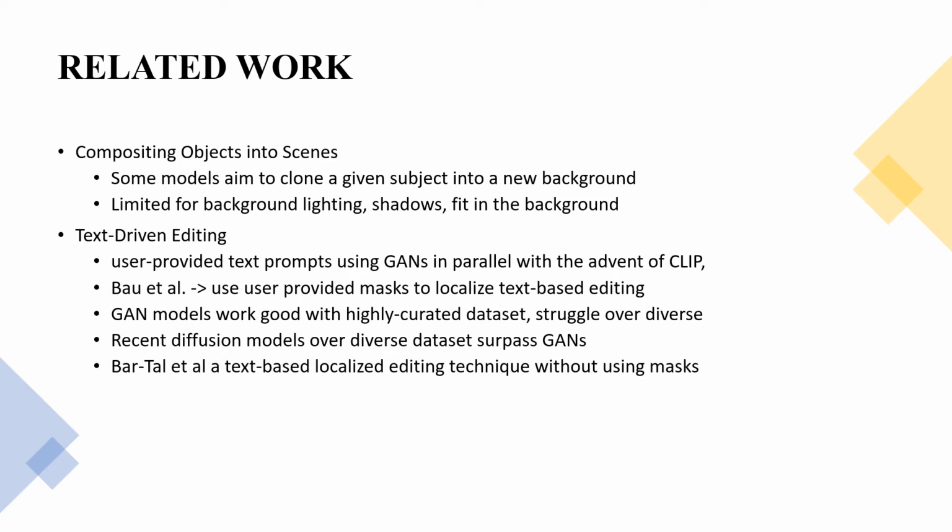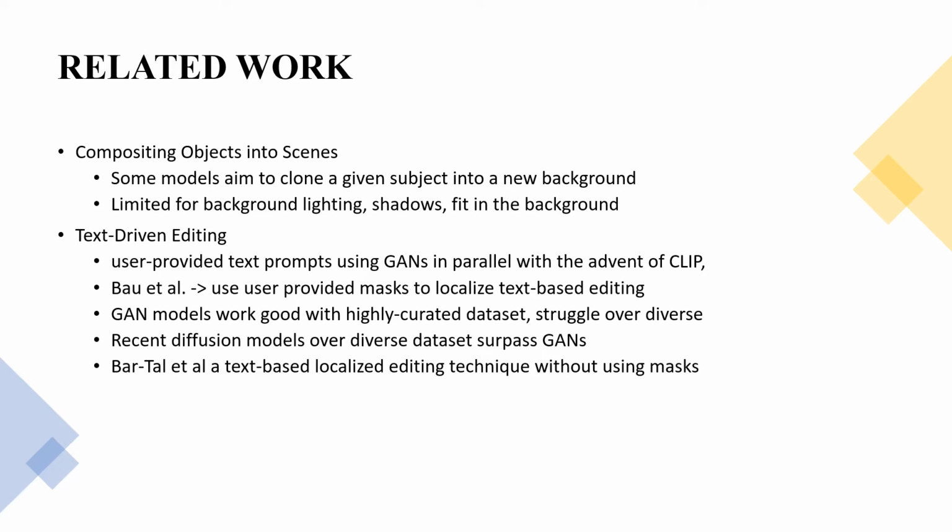Secondly, text-driven editing. One way of preserving object appearance while changing context is image editing. An intuitive approach is through user-provided text prompts. Text-driven image manipulation has recently achieved significant progress using GANs. Bar-Tal et al. further demonstrated how to use masks provided by the user to localize the text-based editing and restrict the change to a specific spatial region. However, while GAN-based image editing approaches succeed on highly curated datasets, they struggle over diverse datasets with many subject types.